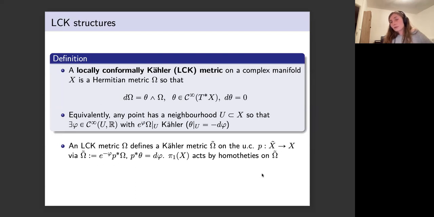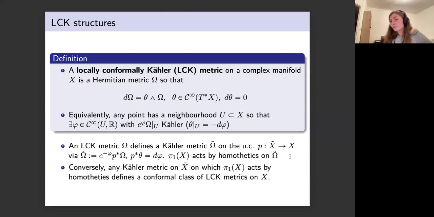So you can also start from actually this description. Let's just start from a Kähler metric on a universal cover on which the fundamental group acts by homotheties, in order to construct not one LCK metric on the manifold, but a conformal class of LCK metrics on the manifold. So these are all multiple ways in which to think of these LCK metrics, or rather structures. First of all, of course, if you have one LCK metric, then any conformal change of it will also be LCK. And usually you are not interested just in one metric, but in the full conformal class of it.